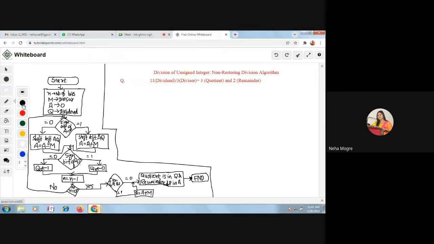So initially we are going to take the values of n, the value of m, then A, and the value of Q, and the operation that you are performing. Whatever the action you are going to take, from the flow chart you can decide what is to be performed.